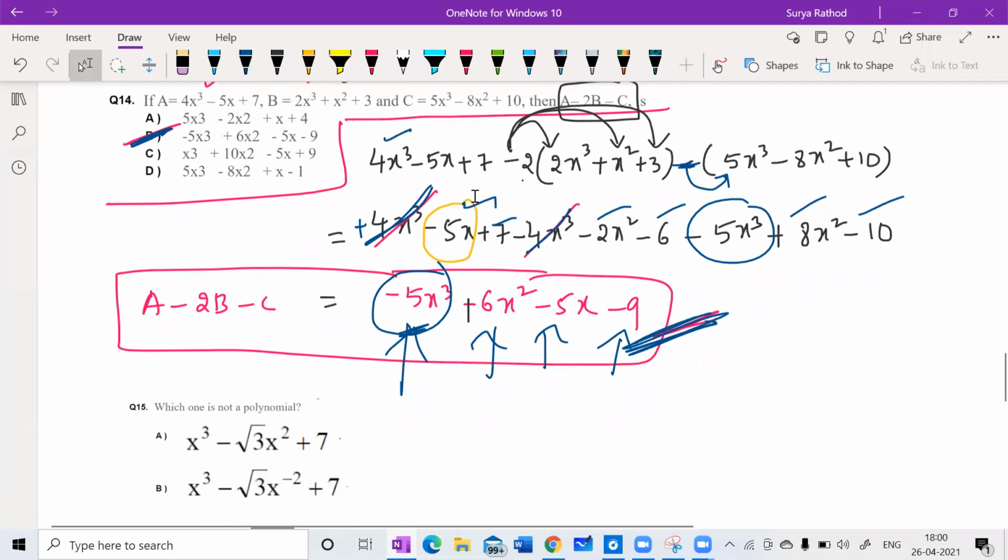No doubt, sir. Not for every question, only for this question, I just look at the options. In only one option, minus 5x cube was available. So I just blindly clicked on option B. So option B is correct.